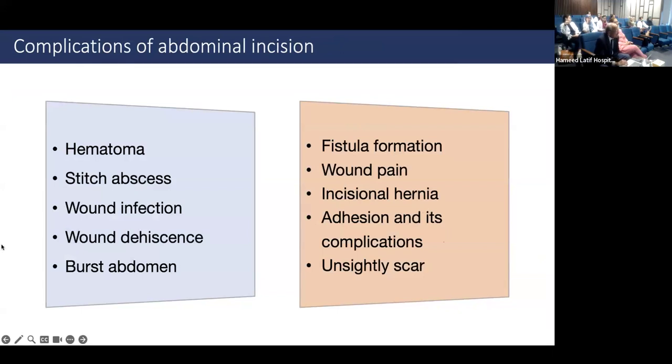Complications of abdominal incisions: hematoma, stitch abscess, wound infection, wound dehiscence, burst abdomen, fistula formation, wound pain, incisional hernia, later adherence and its complications, and unsightly scar.